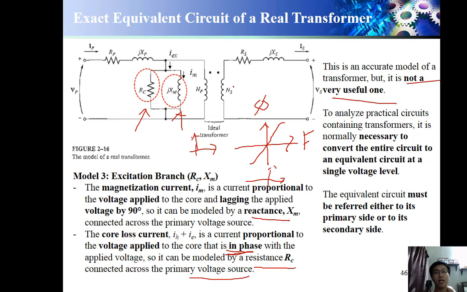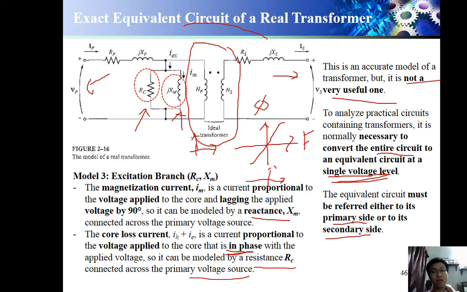Why? Because it is not a single voltage level. You see, I have a VP, I have a VS. I cannot analyze it. The circuit is not interconnected. It is isolated. So to analyze a practical circuit containing a transformer, it is normally necessary to convert the entire circuit to an equivalent circuit at a single voltage level. So the equivalent circuit must be referred either to its primary side or secondary side. Either we move everything to the primary, or we move every parameter to the secondary. Okay, this is why we call it single voltage level.